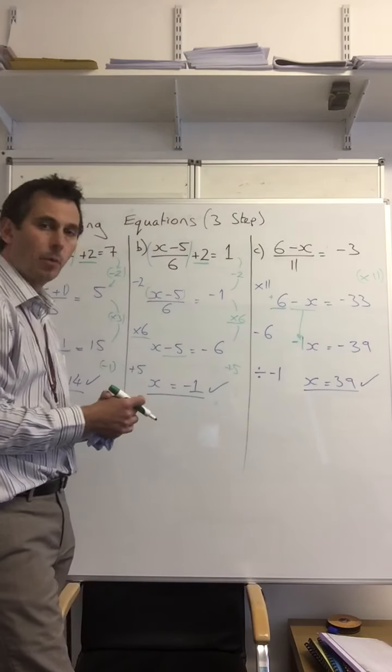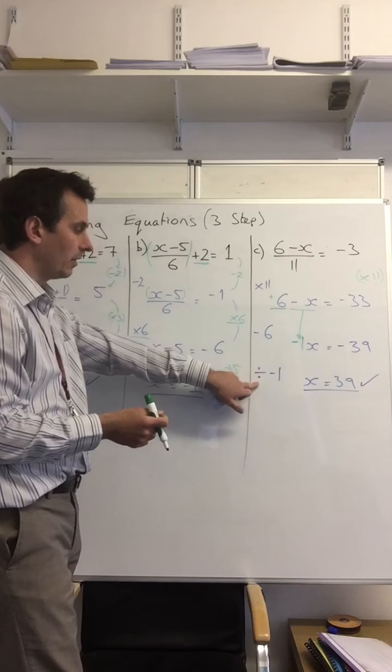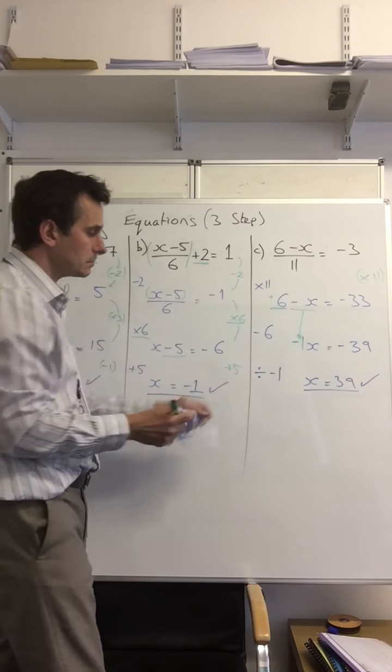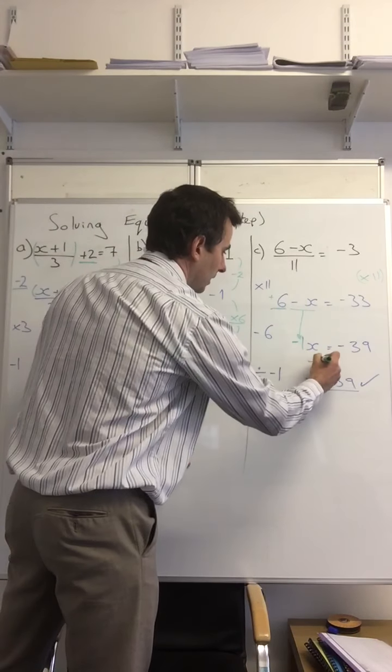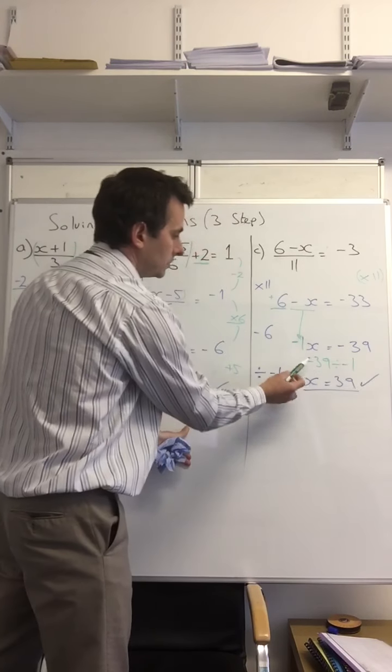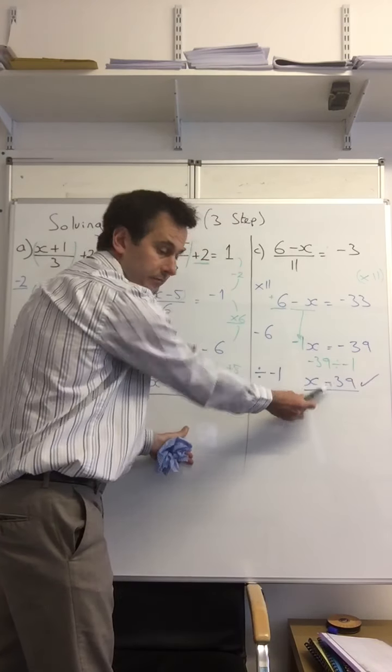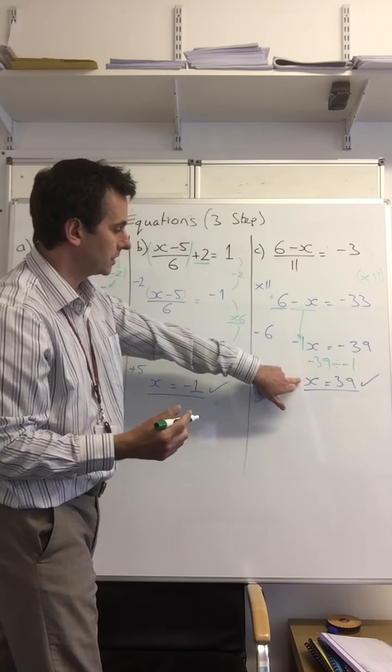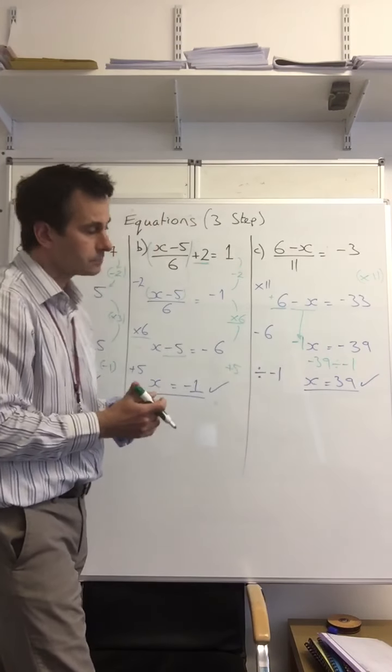It's negative 1x. So I just divide by negative 1. So I end up with negative 39 divided by negative 1. Two negatives make a positive. So that is why the answer is x equals 39.